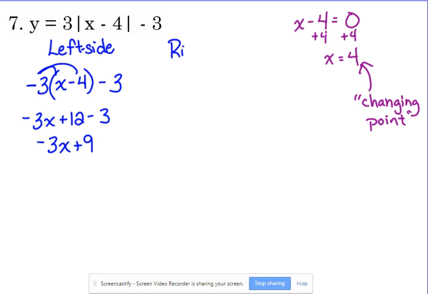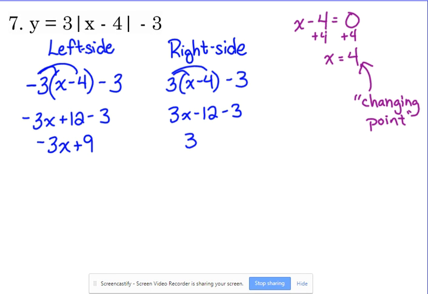For the right side, you don't change anything. You just drop the absolute value bars. They turn into parentheses, and you simplify that one. 3x minus 12 minus 3. So 3x minus 15 is the line that represents the right side of that absolute value function. You should see it has a slope of positive 3. If you were to extend it, it would have a y-intercept of negative 15.